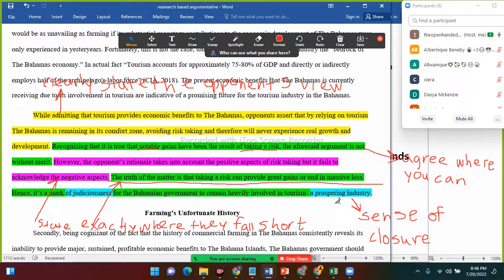Hopefully when it's time for you to write a rebuttal in your paragraph, you know how to frame it. You state the opponent's view. You agree where you can. You state exactly where the argument falls short, and you provide a sense of closure to your essay while affirming the point you made initially.